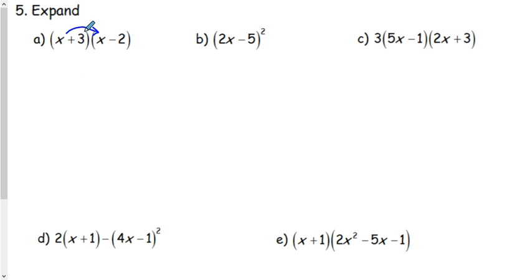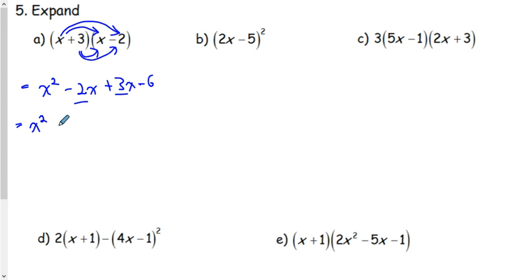So we'll go first terms multiplied, outside terms multiplied, inside terms multiplied, last terms multiplied, FOIL. x times x is x squared. x times negative 2 is negative 2x. 3 times x is 3x. And 3 times negative 2 is negative 6. We're going to collect our like terms. I see them. They're x's. Those are the only like terms. We cannot combine them with our x squared. Negative 2x, add 3 more, that's going to leave us with 1x.